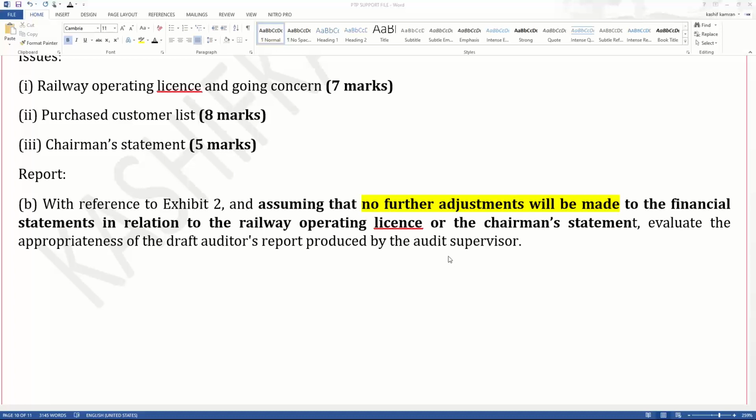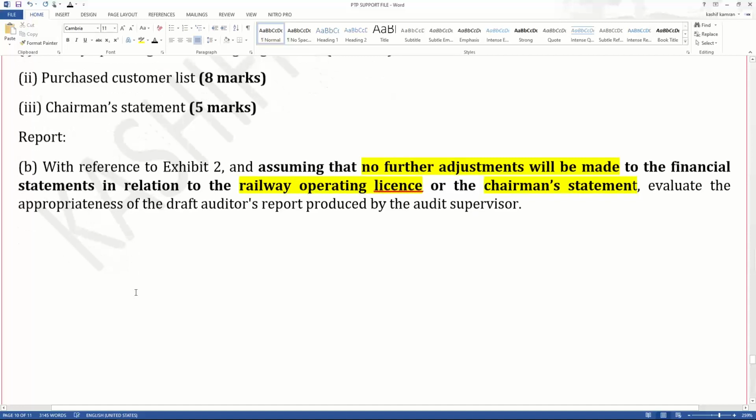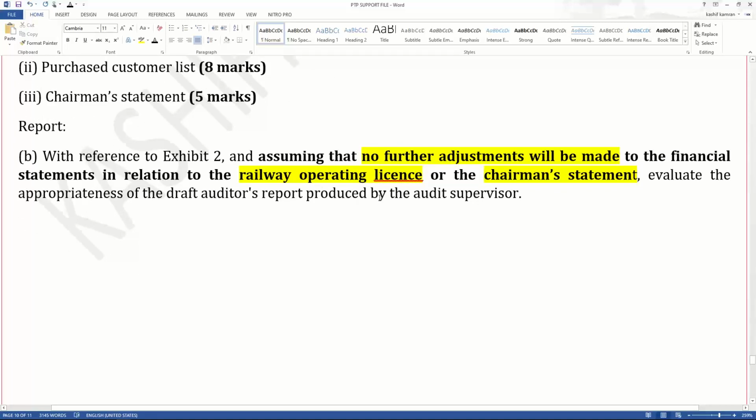Assuming that no further adjustment will be made to the financial statement in relation to the railway operating license, number 1, and in relation to the chairman statement, number 2, evaluate the appropriateness of the draft auditor report produced by the supervisor. So the report has already been produced, right? You need to see, is it right, is it wrong? So is it about critically appraising the report produced by the supervisor? Is it right or wrong?